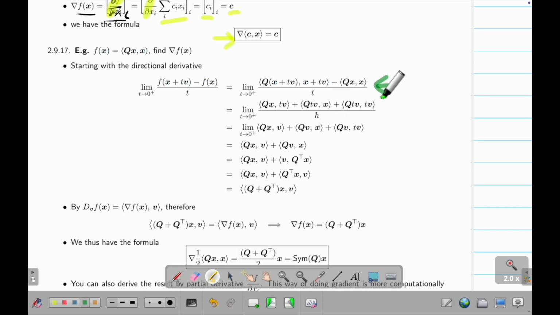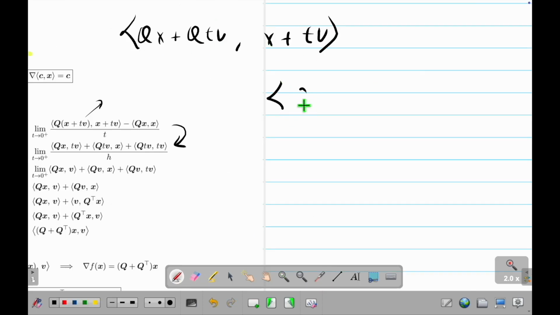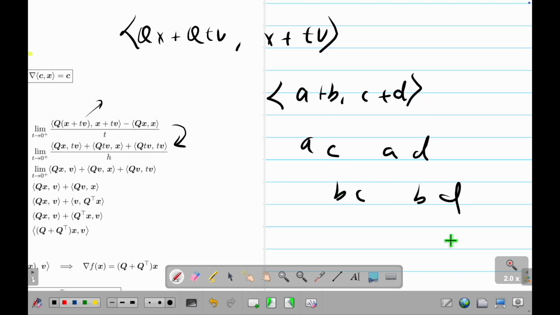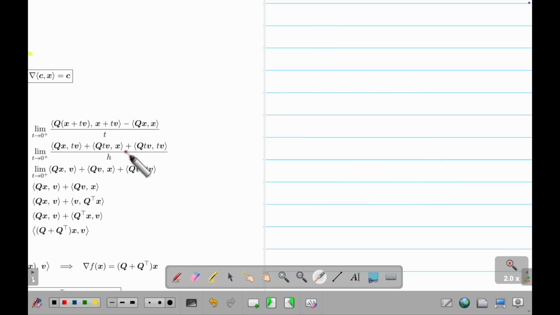The remaining steps have nothing to do with calculus. It's just linear algebra. From here to here. So this is what? A, B, C, D. Then you have AC, AD, BC, BD, right? Then you just write them down. In this case, AC is q(x, x), AD is q(x, tv), BC is q(tv, x), and BD is q(tv, tv). And the first q(x, x) and this minus q cancel each other. So that's why it's gone. So this is the BCD thing.